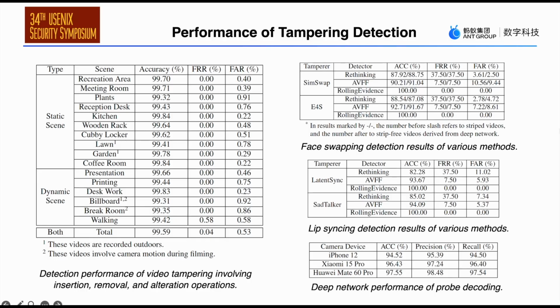2 experiments evaluated tampering detection, one for insertion, removal and alteration, and another for face swapping and lip syncing. RollingEvidence accurately identified manipulations, almost without misclassifying untampered videos, demonstrating robust performance.